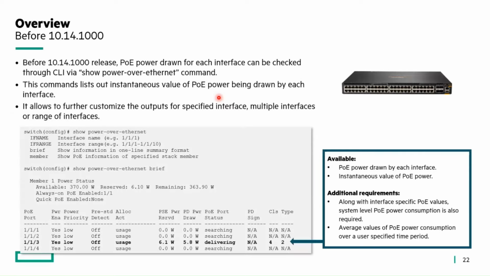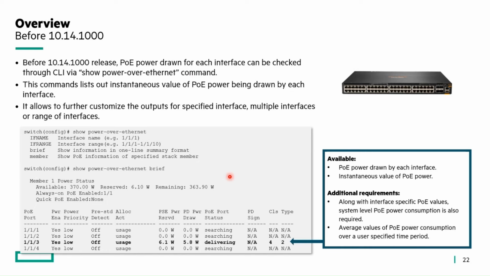So before 10.14.000, PoE power drawn for each interface can be checked via CLI using this command, which is show power-over-ethernet. This command lists out the instantaneous value of PoE power that is being drawn by each interface of the switch. I just want to stress that it is the instantaneous value.